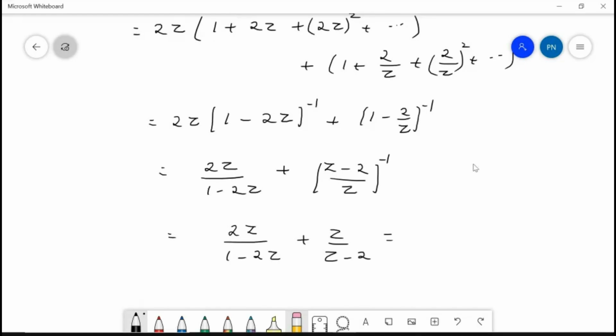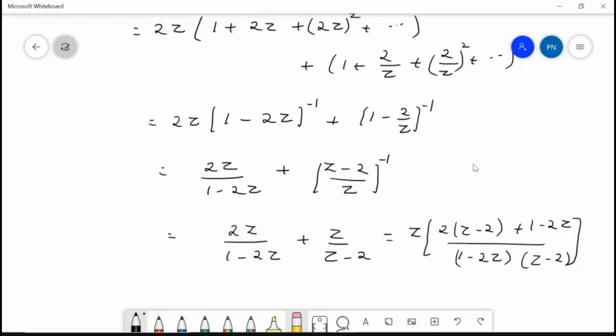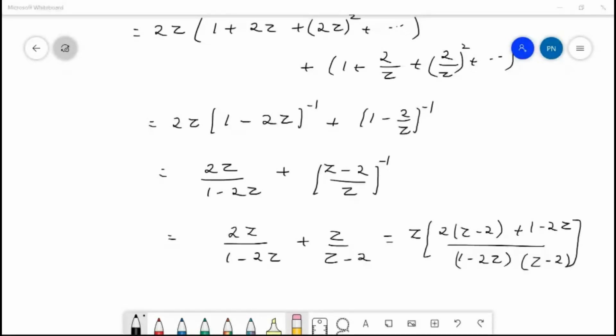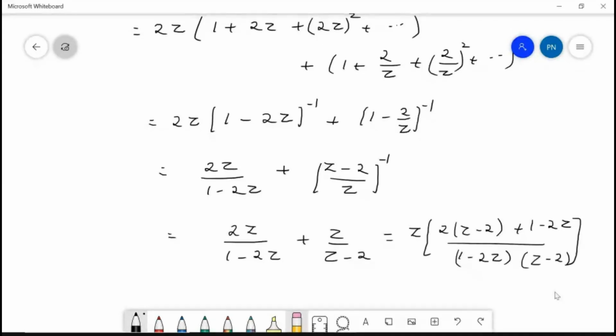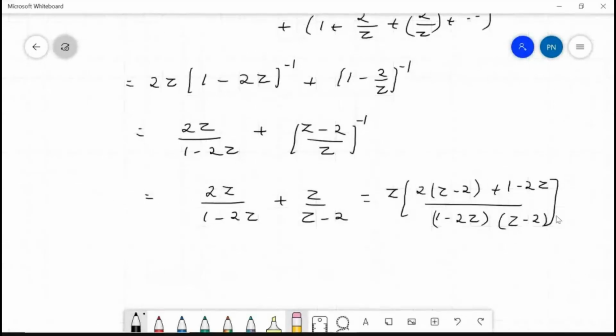So then again, if we want, we can take z common again. So we'll have z into 2 into z minus 2 plus 1 minus 2z divided by 1 minus 2z into z minus 2. Simplify the numerator and tell me what is the final answer. What will come in the numerator? Tell me that much; the denominator will remain the same. What will be there in the numerator?